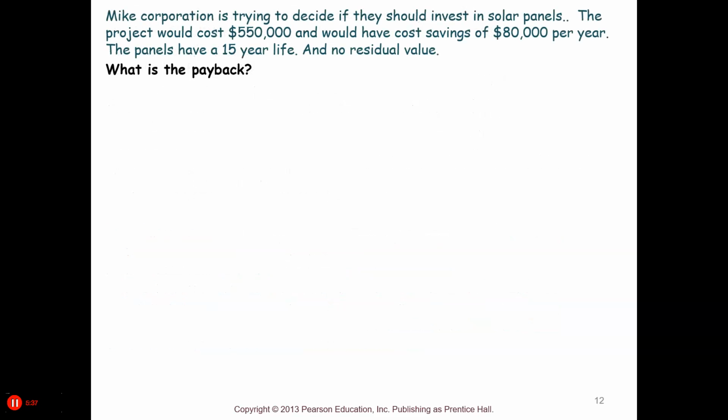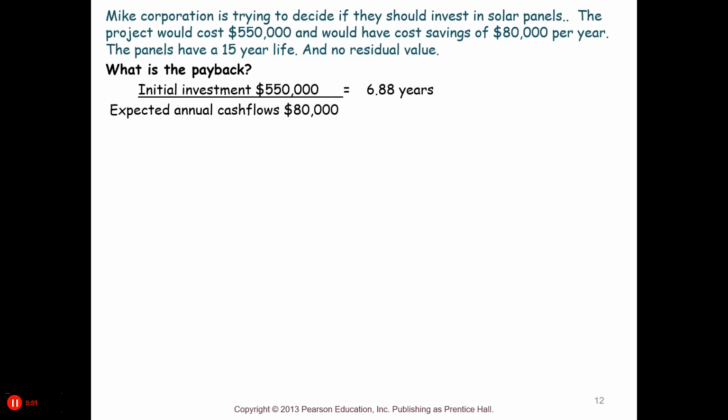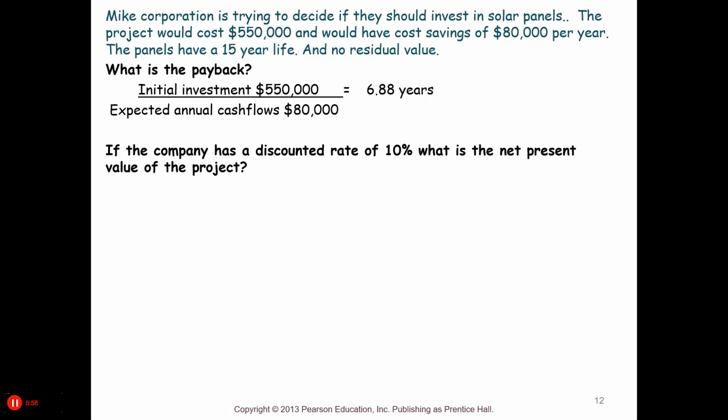Now let's look at another project, and first let's look at the payback. We want to spend $550,000, and it would cause a cost savings of $80,000 per year, and these panels should last 15 years. Okay, it's going to take us 7 years to get our money back. That's a long time. If the company has a discount rate of 10%, what is the net present value? Initial investment.